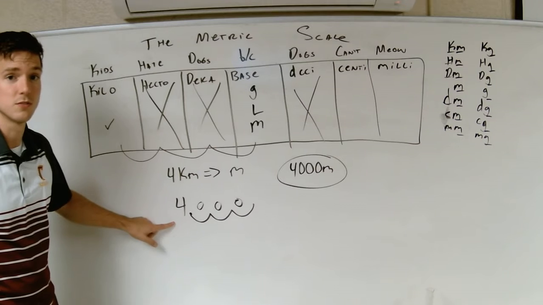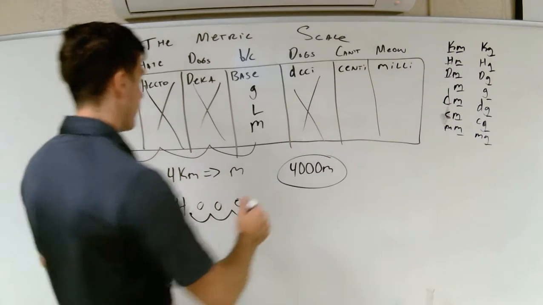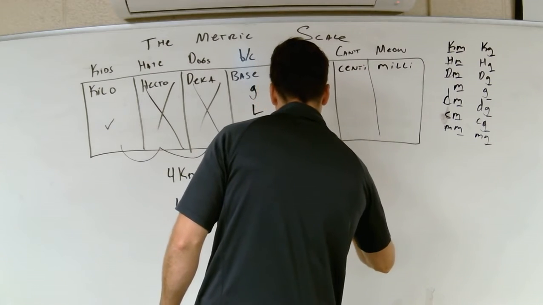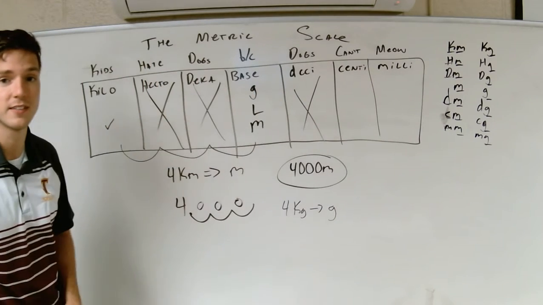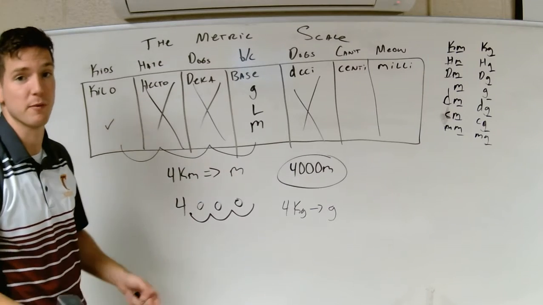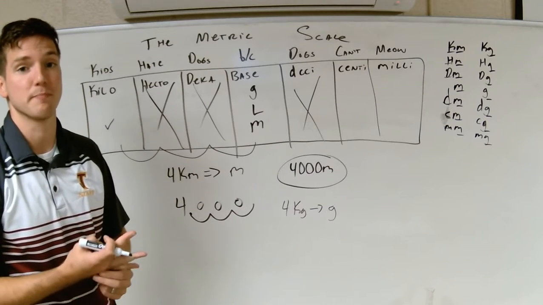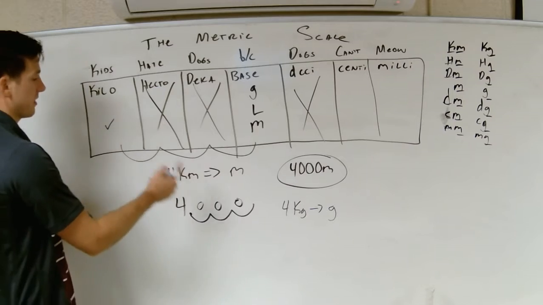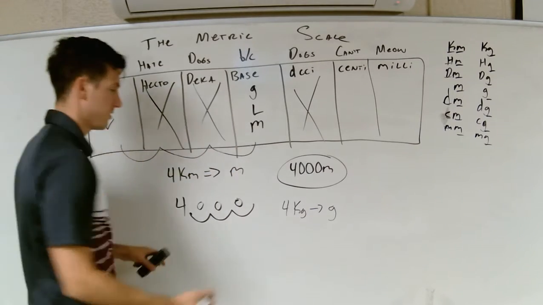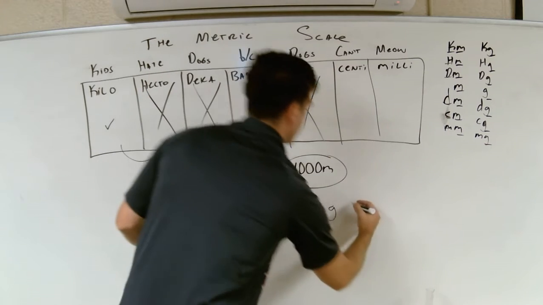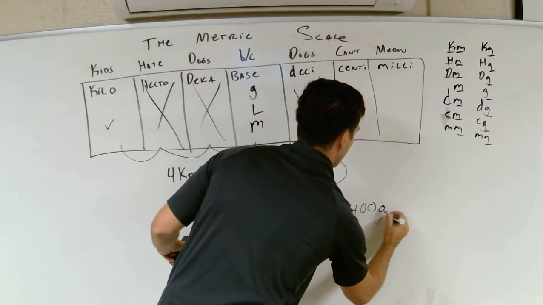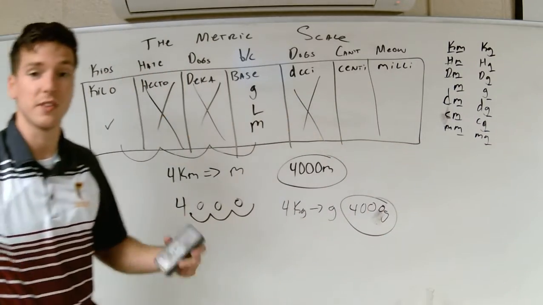And also, just to let you know, if I had 4 kilograms to grams, it's the same thing. It's just in grams now. It's a different unit of measurement. We're not measuring meters anymore, we're measuring mass. So again, kilograms to grams, we're still going 1, 2, 3 to the right. So it'd still be 4,000 grams.